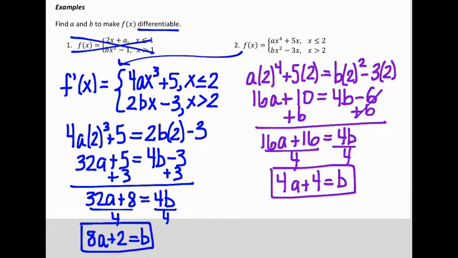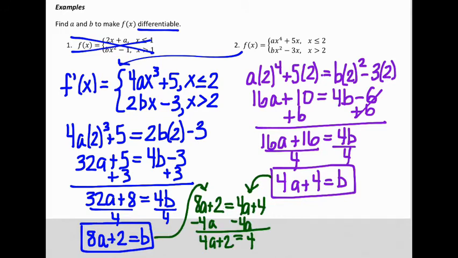So if b is equal to 8a plus 2 and also equal to 4a plus 4, we could set them equal to each other. That's just substitution. If they're both equal to b, they're equal to each other. Let's solve for a. Subtract over that 2 and divide by 4. We have a should be 1/2 or 0.5.